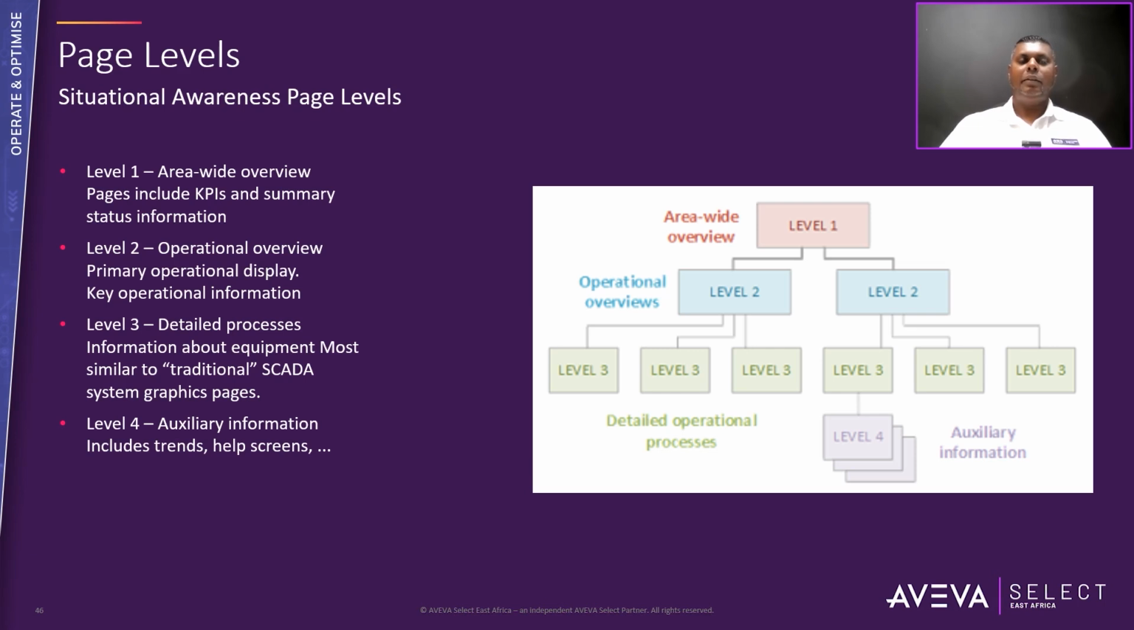So level 1 is our area-wide overview. Level 2 is our operational overview. Level 3 is the detailed operational processes. And level 4 consists of the auxiliary information. Ideally, a client workstation should have multiple screens with different page levels displayed on each screen. This allows a broader perspective to be maintained while operational details are investigated on lower level pages.